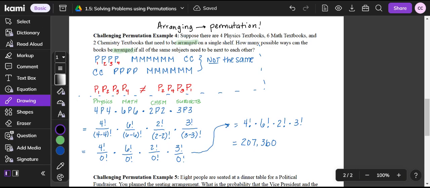In this case, I would not just go randomly putting books on the shelf. I have to group all the physics ones together, all the math ones together, and all the chemistry ones together.